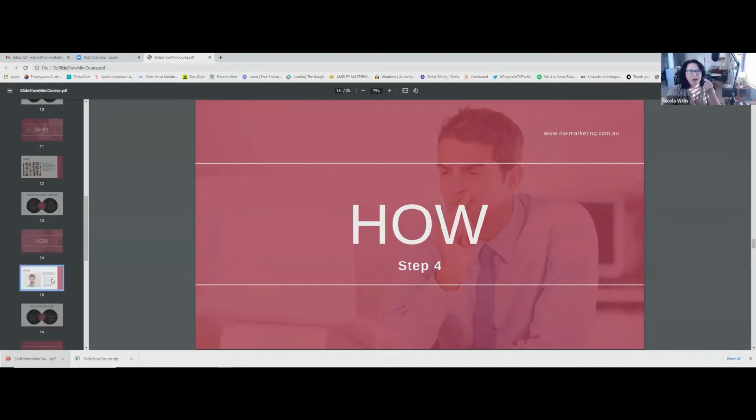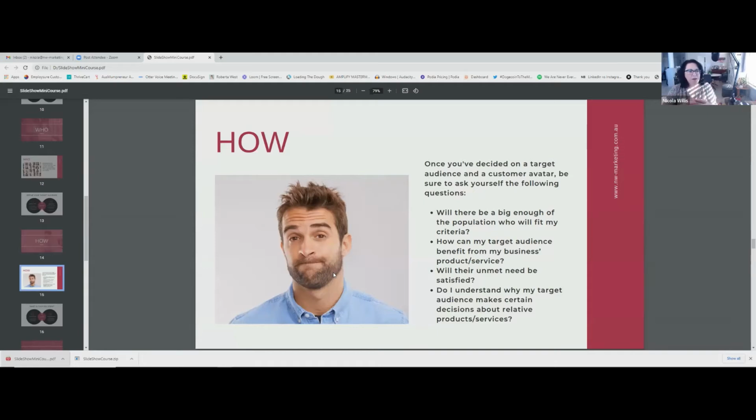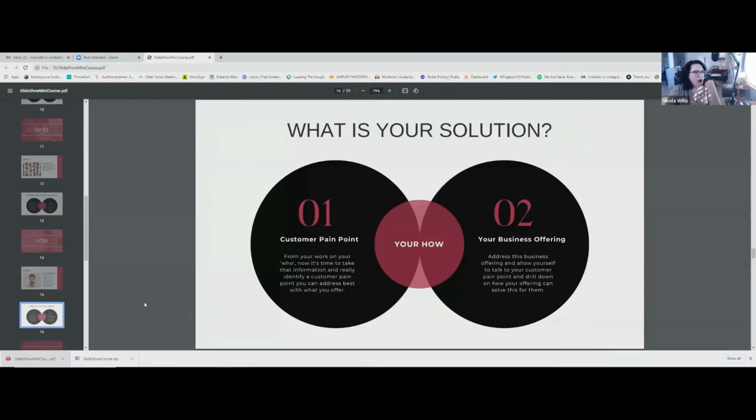People go, well, how? Your how is, you've done all that work, but now think about it. Is there a big enough population to fit what it is that you do? How can your target audience benefit from what it is that you do? How will it actually satisfy their unmet need? And what is it about the certain decisions that they make about what it is you do? Do you know why, or what barriers there would be to them taking on what you do? All these questions can be asked because what you're looking for is your pain point. If you've got top clients already, ask them.